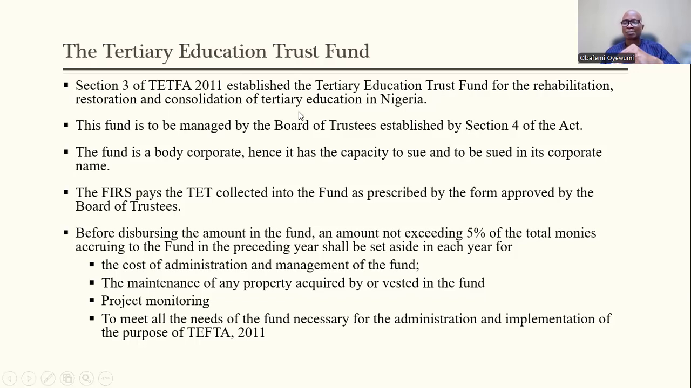And of course, the FIRS, Federal Inland Revenue Service, pays tertiary education tax collected into the fund as prescribed and approved by the Board of Trustees. But before the disbursement, an amount not exceeding 5% of the money generated is used for administering the board, administering the fund, maintenance of any property, and of course project monitoring, and to meet all the needs of the fund necessary for the administration and implementation of the TETFA 2011.